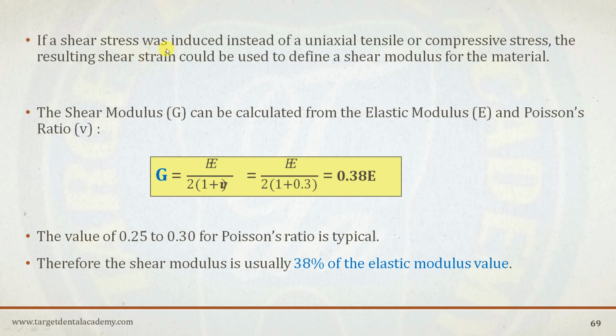So if a shear stress was induced instead of a uniaxial tensile or compressive stress, the resulting shear strain could be used to define a shear modulus for the material. So it can be calculated from your elastic modulus. That is your shear modulus, and this is your elastic modulus, and the ratio is known as your Poisson's ratio. A value of 0.25 to 0.30 for the Poisson's ratio is typical. Therefore, the shear modulus is 38% of the elastic modulus value.